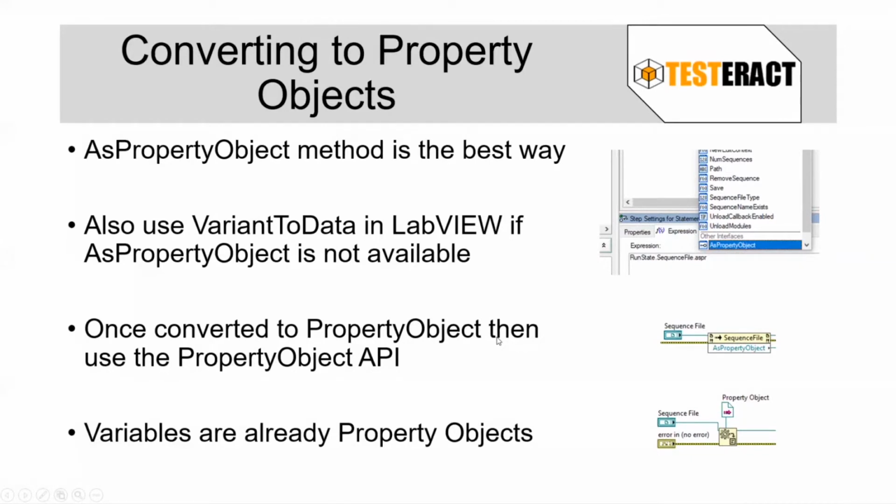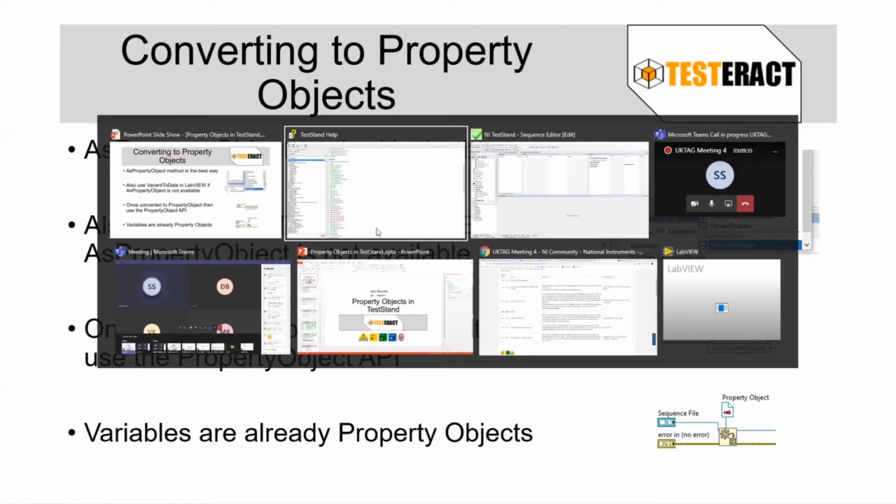In TestStand, if you call an object, you just have to use the dot notation and use dot as property object, which is the easiest way to do it. In LabVIEW, there is an invoke node that you can just pass your object into and then get it as a property object out. You can also use the variant to data in LabVIEW if it doesn't exist. I think this was the old way of doing it back in the day. But once you convert it to a property object, then you can start using the property object API. So, pretty straightforward.